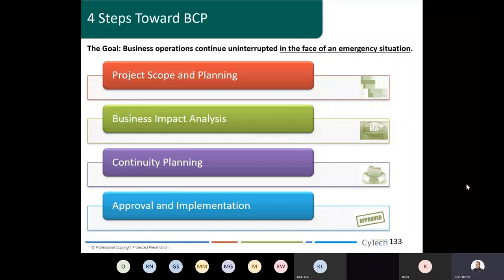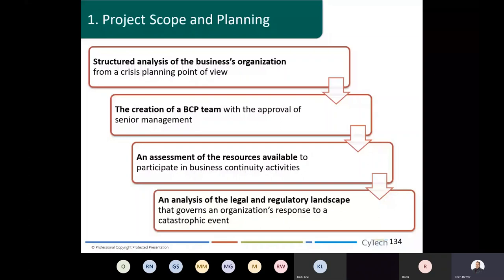let's go back to our business continuity. Okay, so these are the four steps of business continuity planning. The first step, the project scope and planning, is structured from four sub steps. The first one is structural analysis of the business organization. So we want to know what the business is doing. We want to learn about the business. Even though we are from the business or someone from the business hired us to do the work, we want to ask questions on what is the business doing.